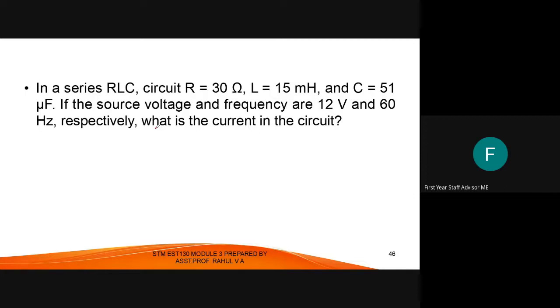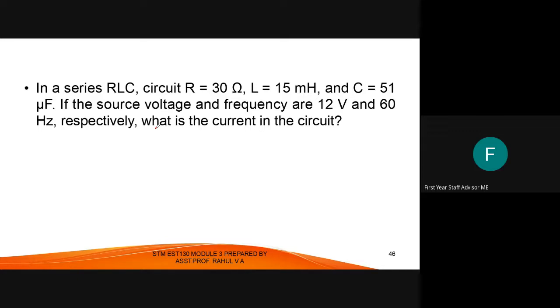So this is the problem. In a series RLC circuit, numericals ചോദിക്കും. In a series RLC circuit, R is equal to 30 ohm, L is equal to 15 millihenry, and C is equal to 51 microfarad. If the source voltage and frequency are 12 volt and 60 hertz respectively, what is the current in the circuit?